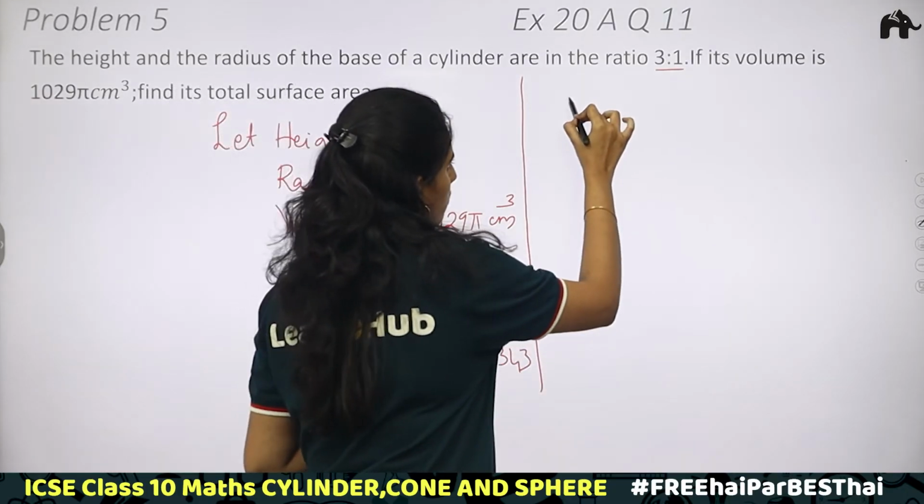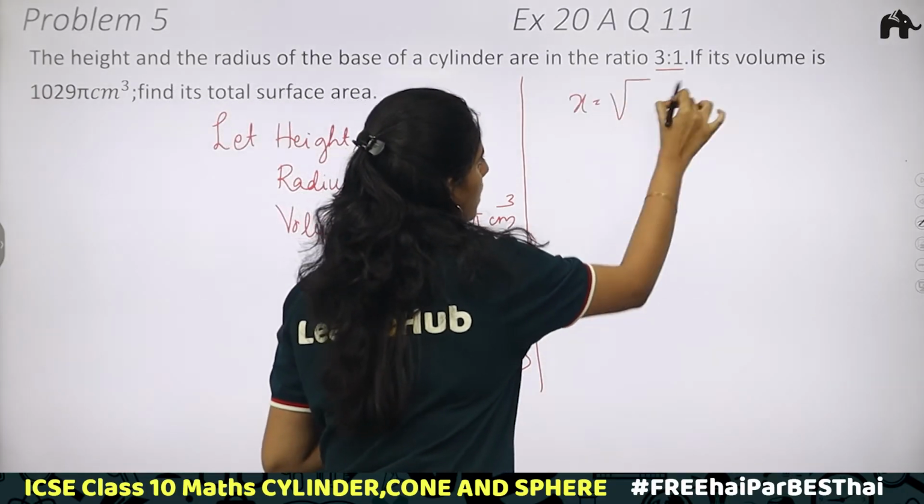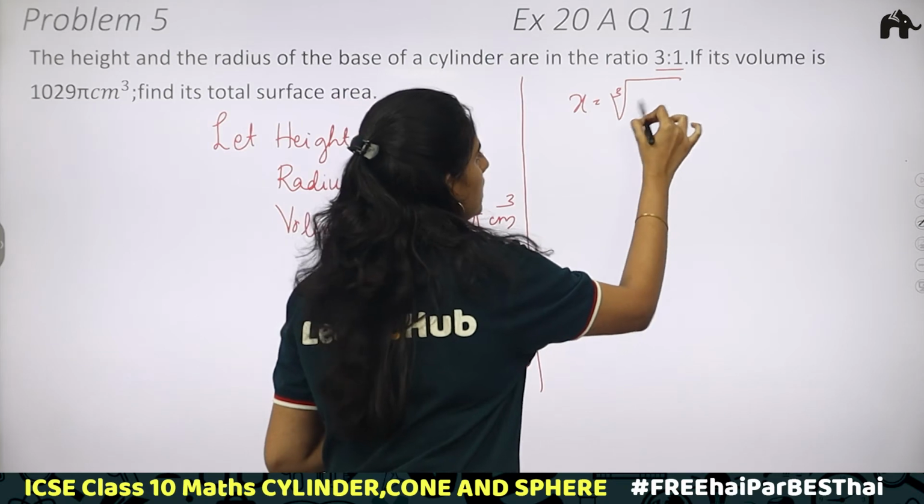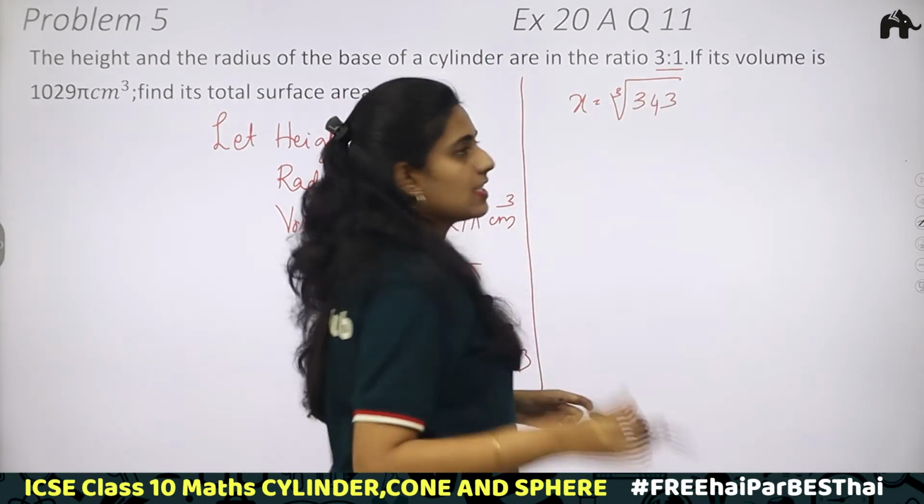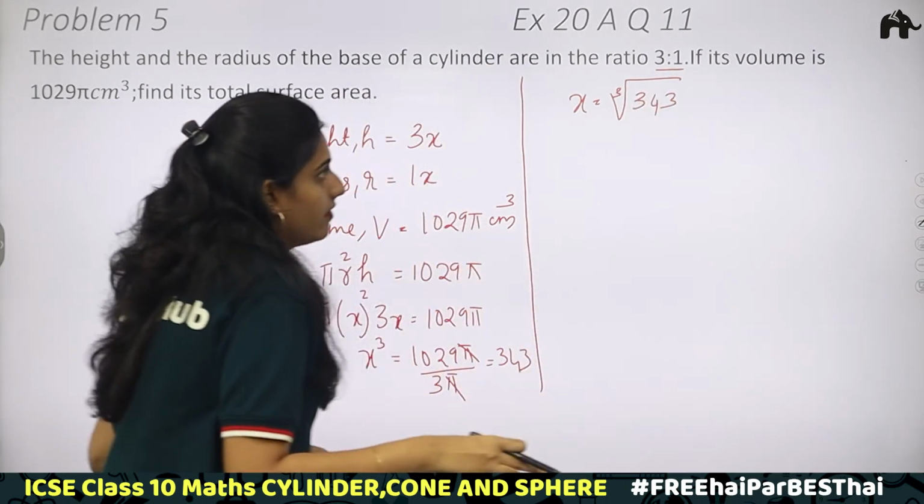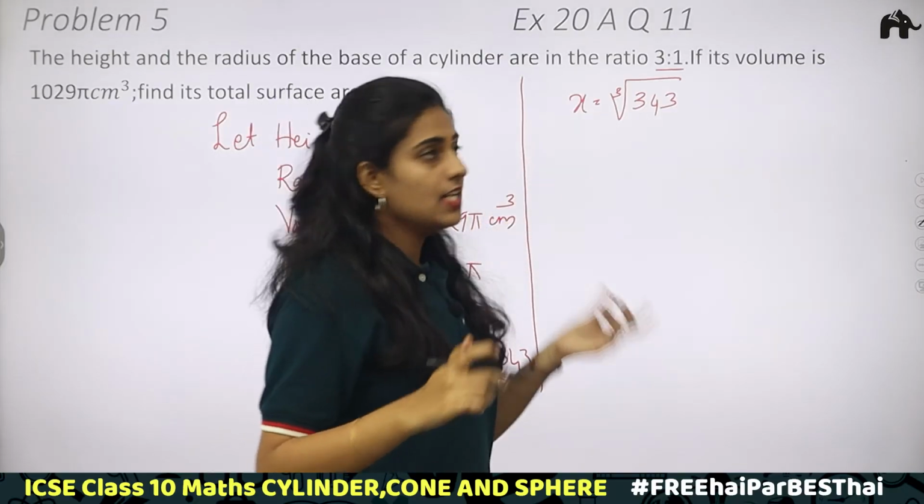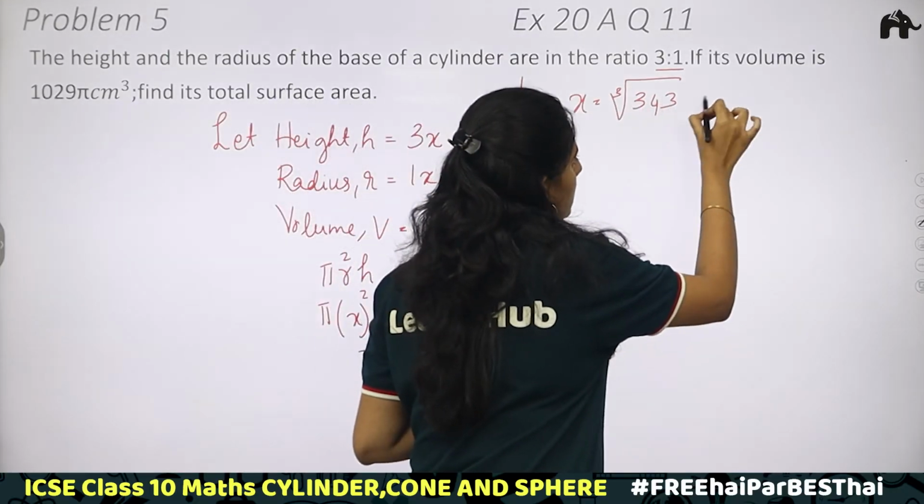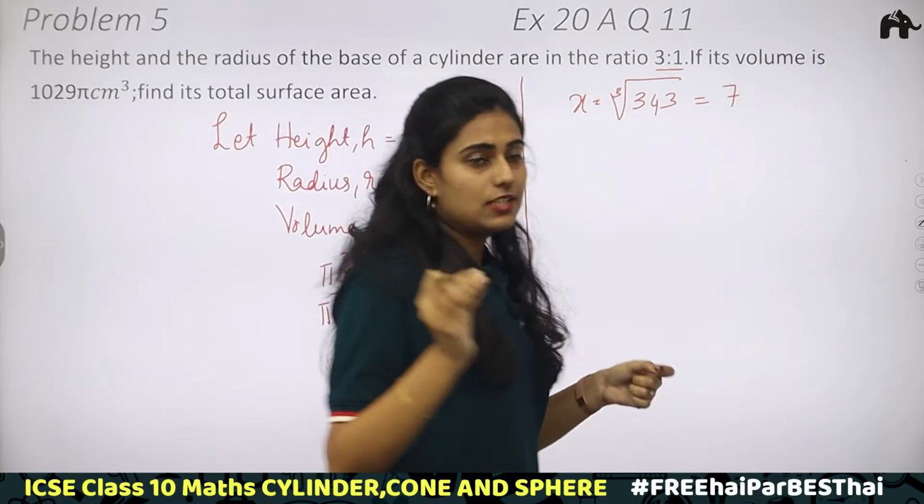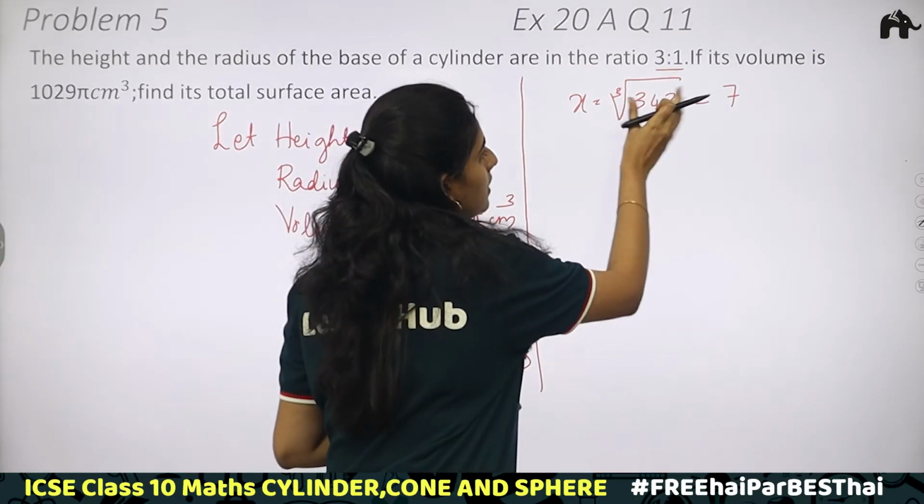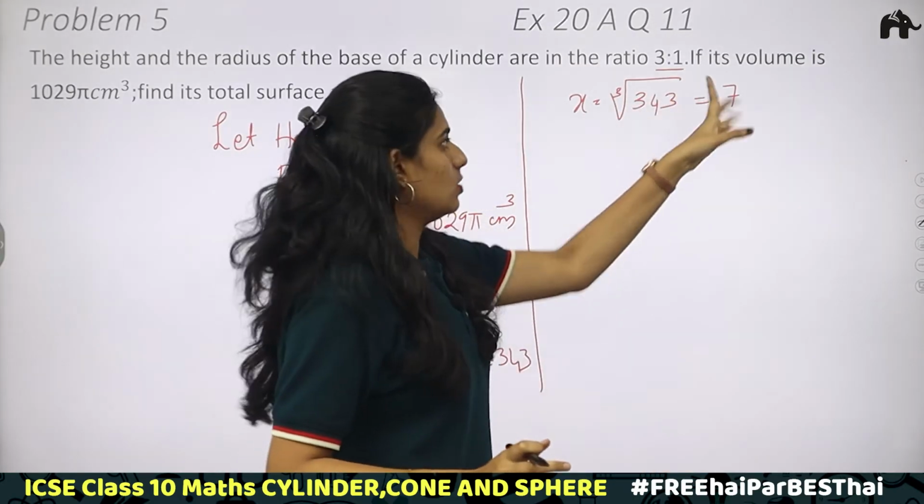Then what is the value of x? X will be cube root of 343. 7 into 7 into 7 is 343. Therefore, the cube root of 343 is 7. 7 cube is 343 and the cube root of 343 is 7. X is equal to 7.